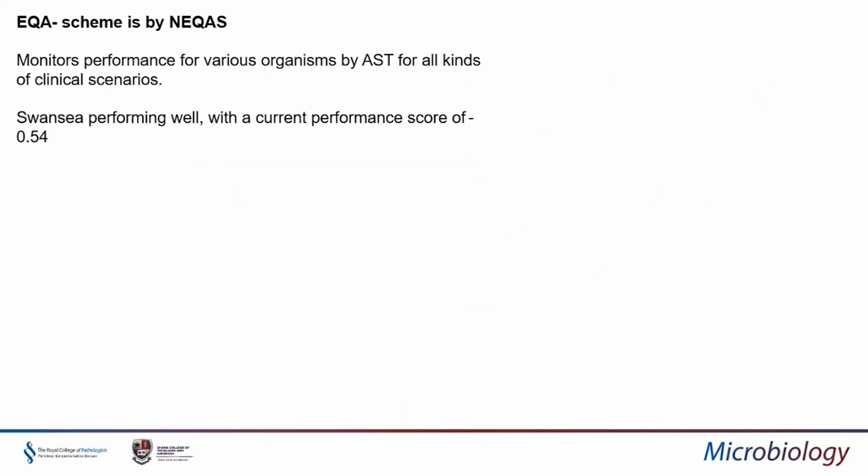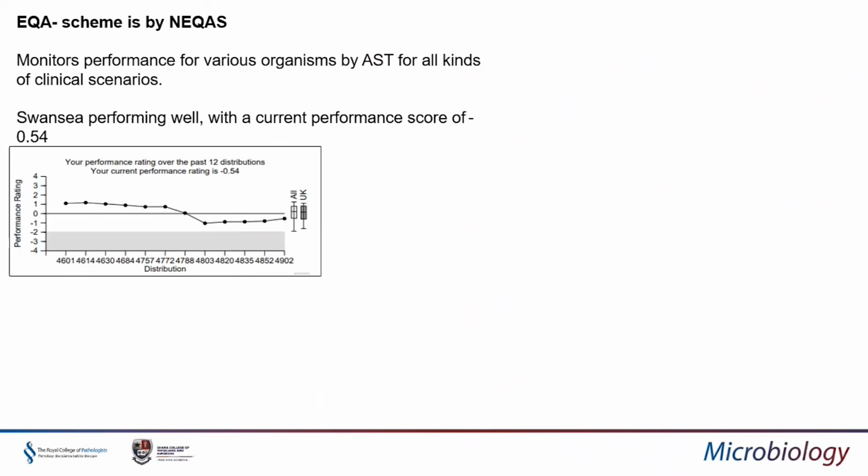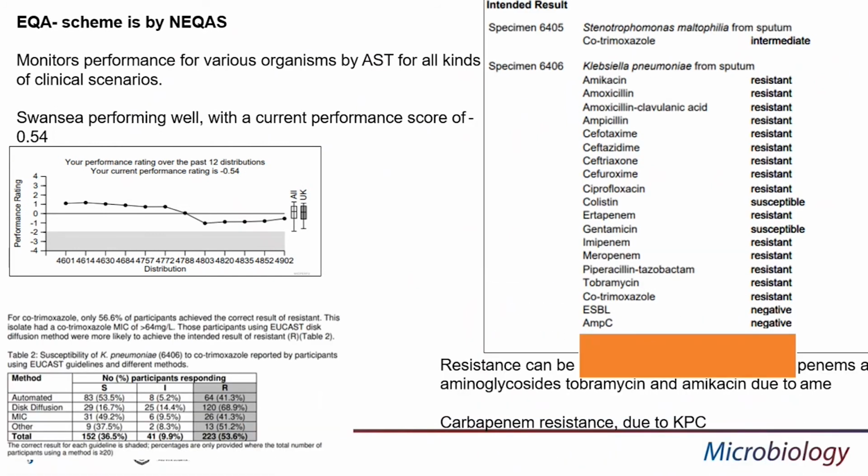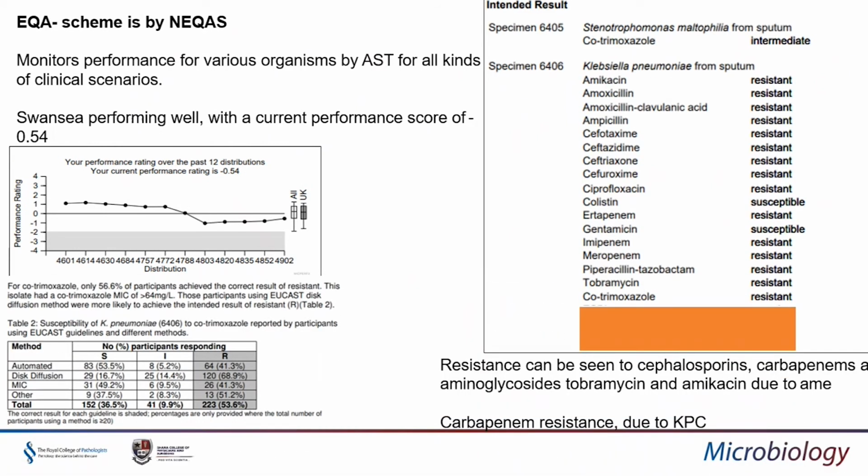EQA schemes. So we mostly do NACRAS for a lot of our schemes. This one is for AST. This is an example that I put in to discuss with the staff. Swansea at the moment are performing well, which is shown in this table here. Zero is here, so we're slightly down, but between plus or minus 1.96 is acceptable. Anything outside of these parameters is classed as poor performance. So we're fine. We're not near those, so we're okay.